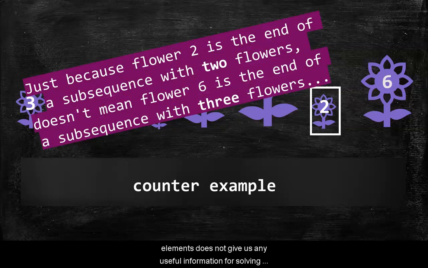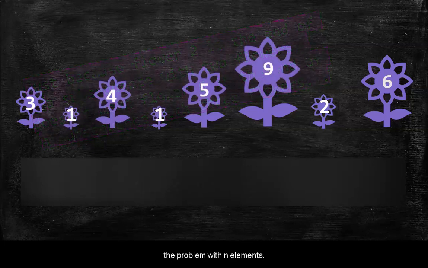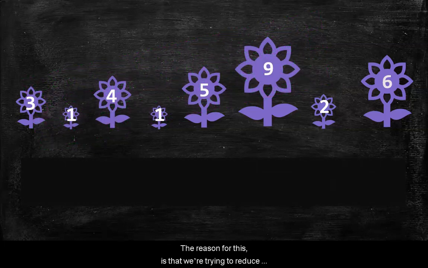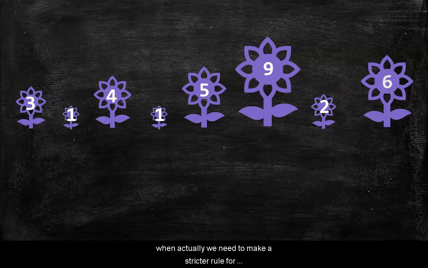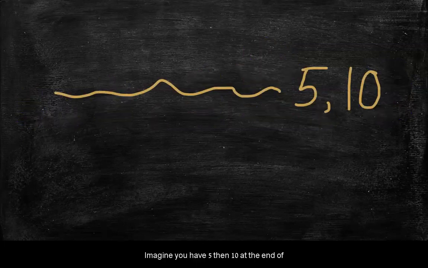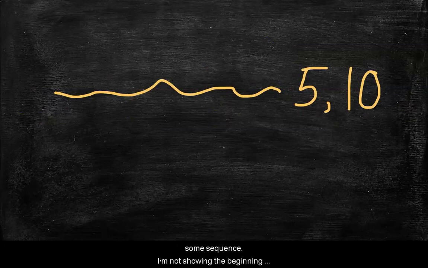Solving the problem for n minus 1 elements does not give us any useful information for solving the problem with n elements. The reason for this is that we're trying to reduce the size of our problems one by one, when actually we need to make a stricter rule for reducing their size. Let's look at another example, or actually a counterexample. Imagine you have 5, then 10 at the end of some sequence. I'm not showing you the beginning on purpose.